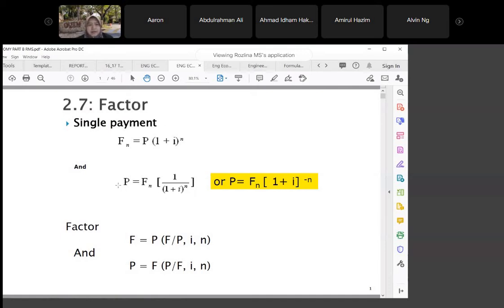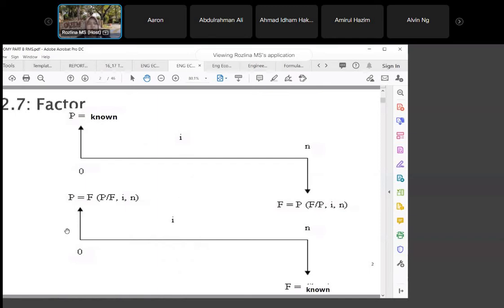Factor, if you want to put in the symbols, the method is like this. I think better you just go to this one. Okay. Let's say you know the P value and you want to find the F. So how do you want to write the symbols? It is not a formula, what do we call it?